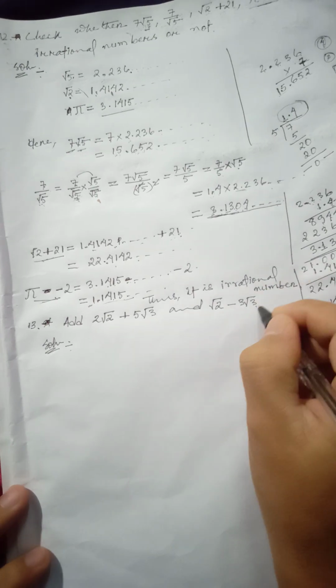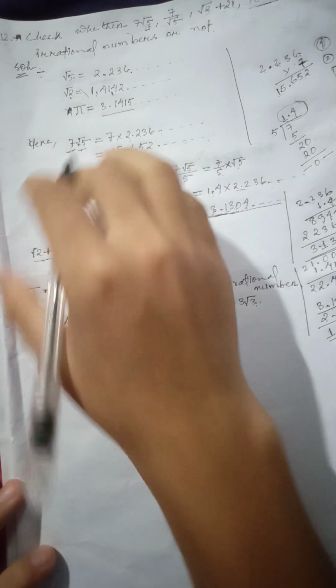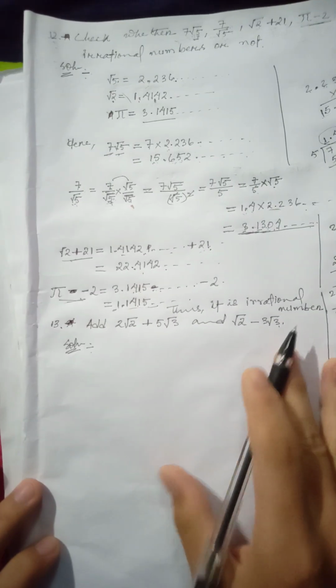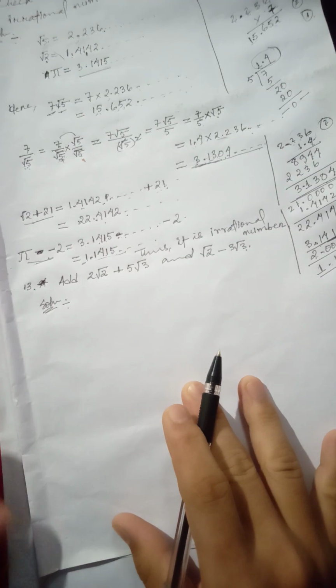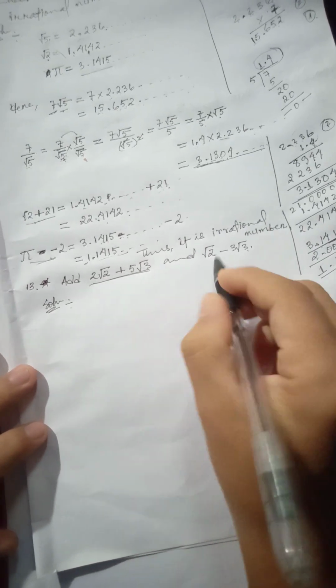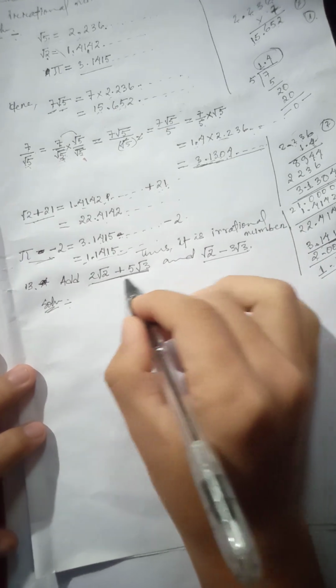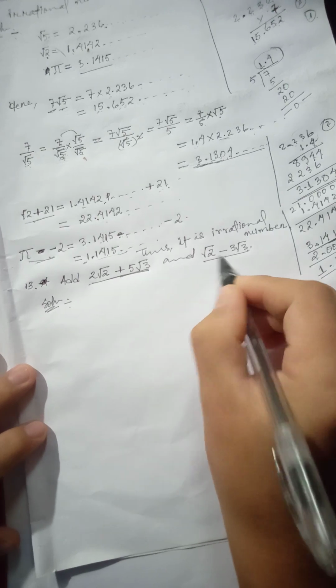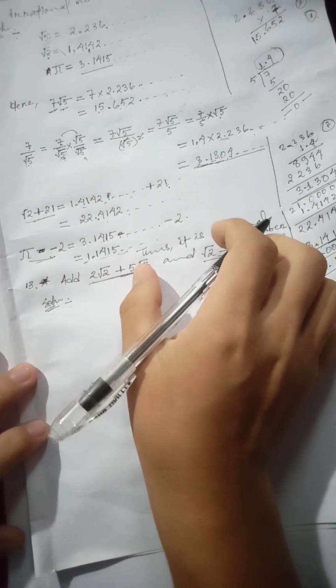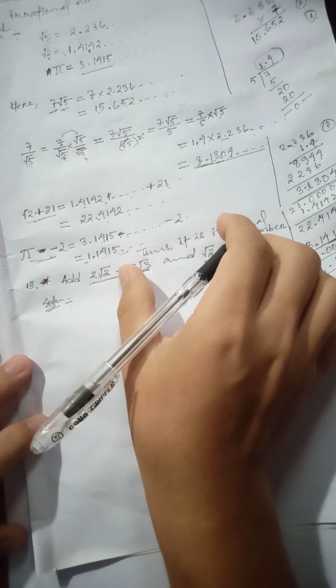Okay, this is all about example 12. Then let us move to example 13. In example 13, we're given this real number and this one. We have to add this and this number. So how to add? We have to check, we have to do that.